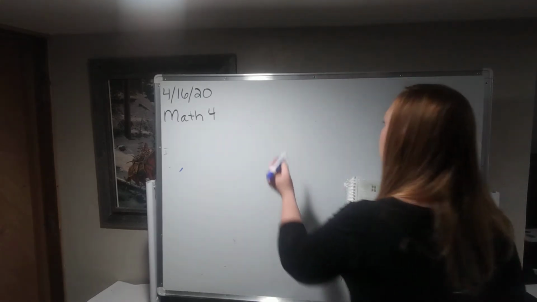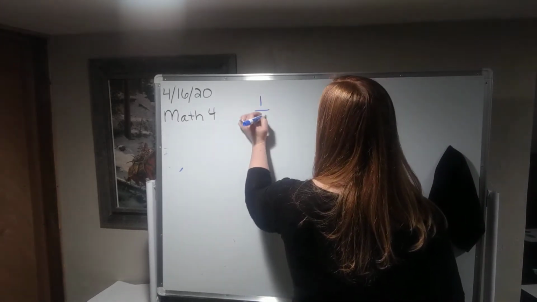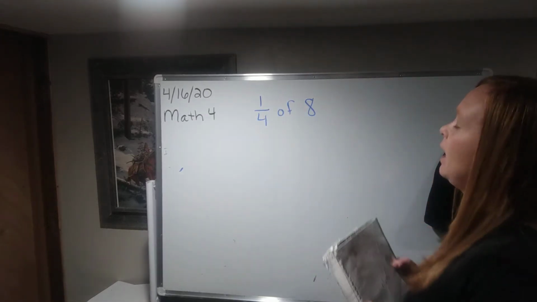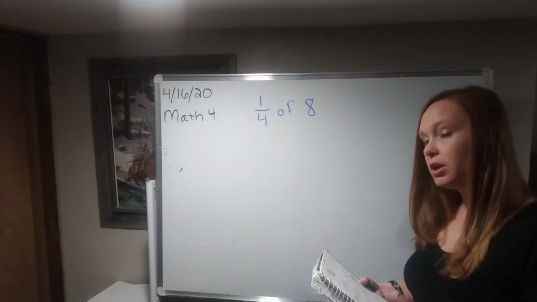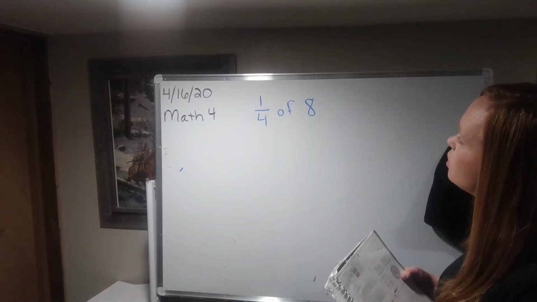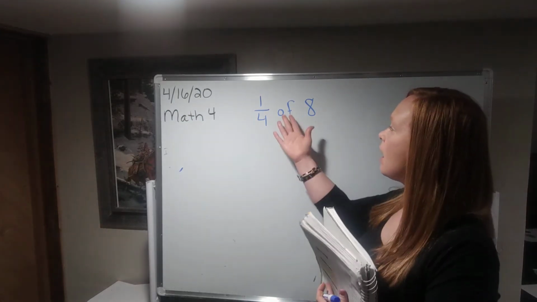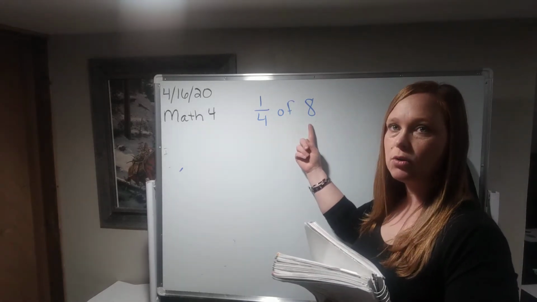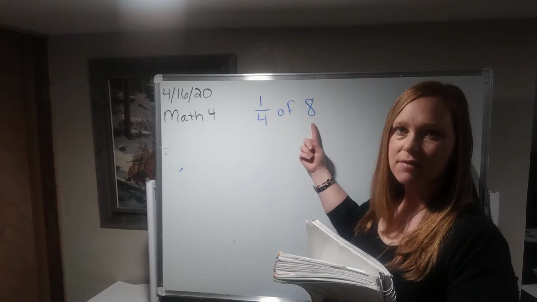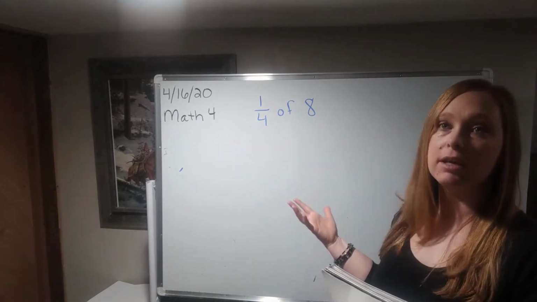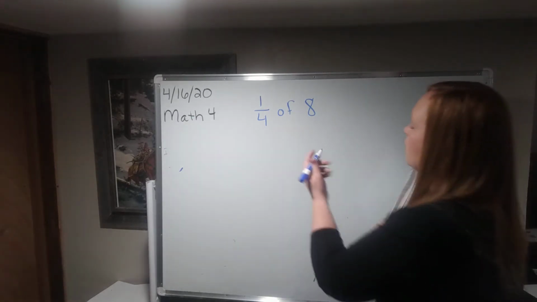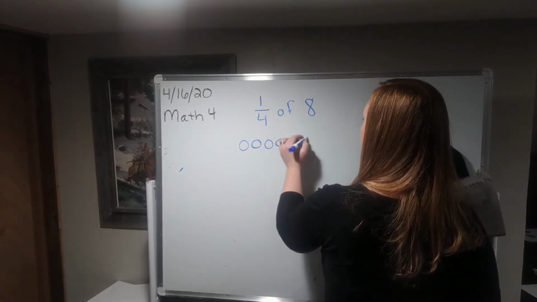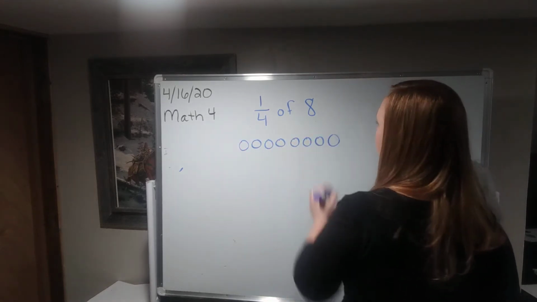Okay, so they're going to ask us, what is 1/4 of 8? And this is our problem, and all of our problems are going to look like this today. So what is 1/4 of 8? What I have to think about is that I have a total of how many items? I have 8. In this case, they gave you 8 cookies. So I'm going to draw my 8 cookies. 1, 2, 3, 4, 5, 6, 7, 8.